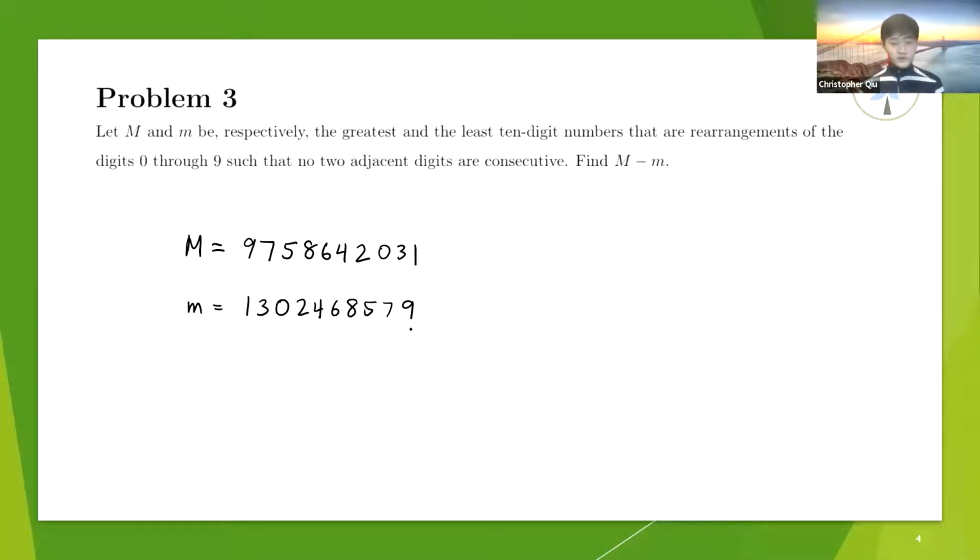And what you see here is that we've minimized this number every step of the way. So we know that this number, little m, is the smallest possible rearrangement of all the digits 0 through 9 with no two adjacent digits consecutive. So now we've found the values of big M and little m. And so now we can subtract these and we'll get our answer of 8,456,173,452. And that's our answer.